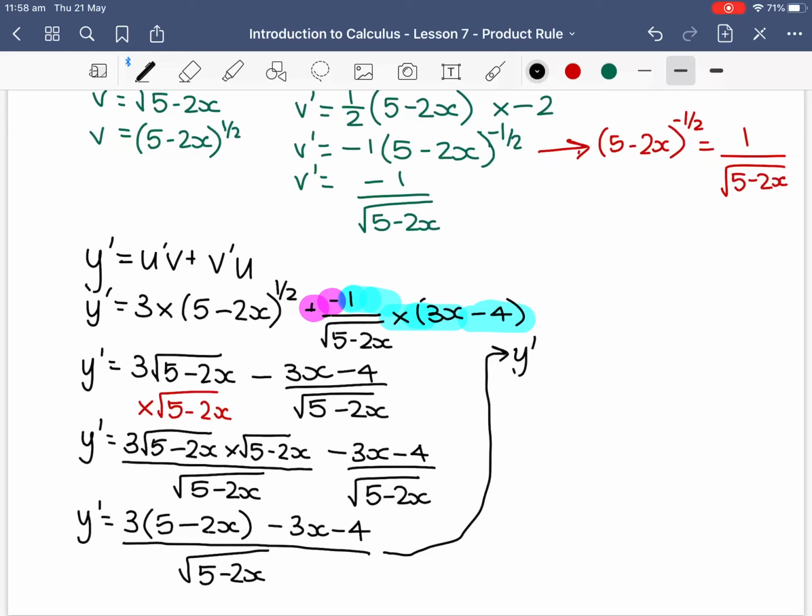So now we need to multiply our 3 into our brackets. So we'll have y dash equals 15. So 3 times 5 is 15. Minus 3 times negative 2x is negative 6x. Minus 3x minus 4 in brackets. So that minus will make this minus 4 a positive. So there are brackets here around that, all over the square root of 5 minus 2x.